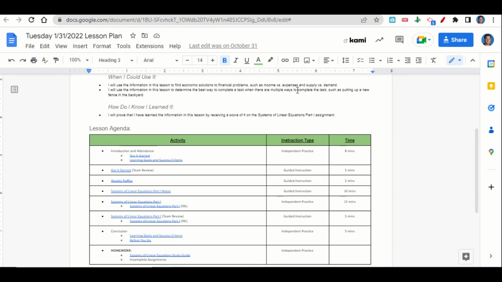At the end of class, we'll go back over our learning goals and success criteria while you fill out your Before You Go. Your only homework for tonight is continue working on the Systems of Linear Equations study guide and any incomplete assignments that you may have.